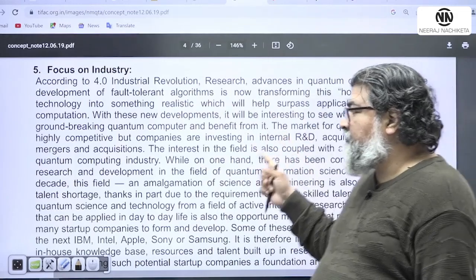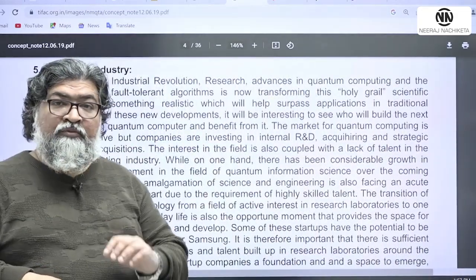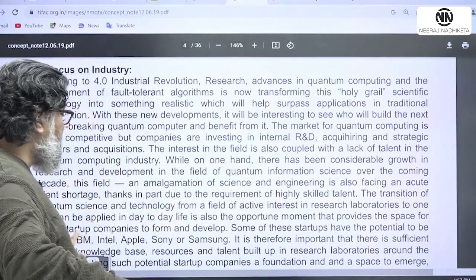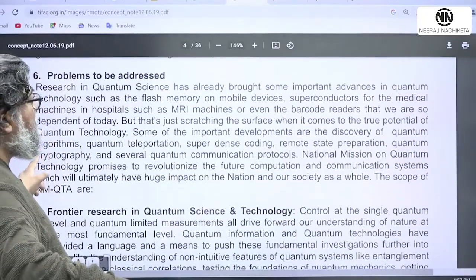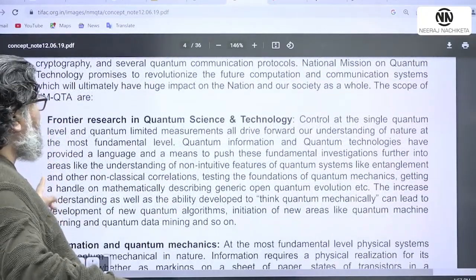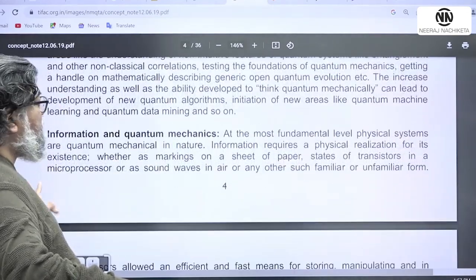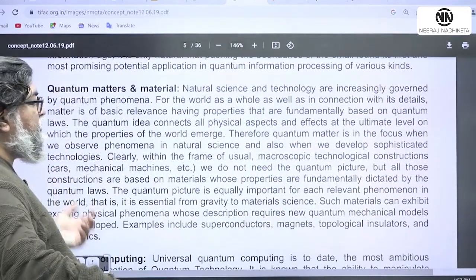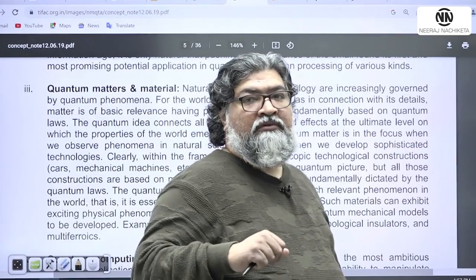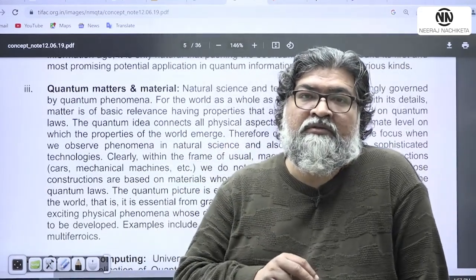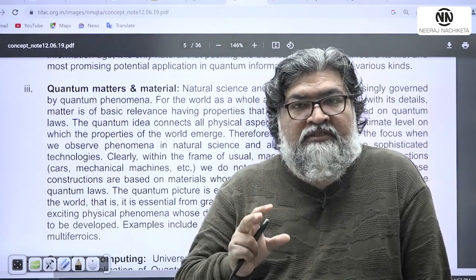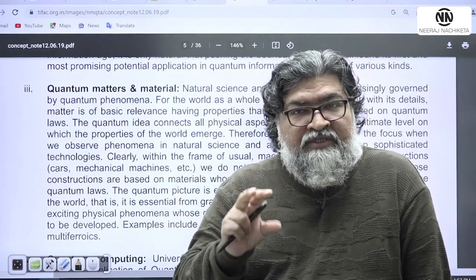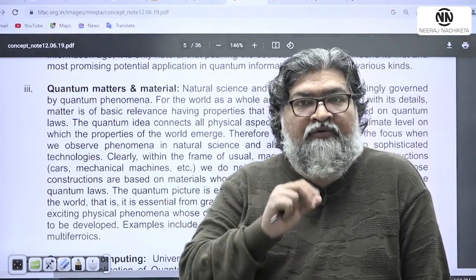Again the quantum will play a very, very important role in terms of not only making the processes fast but also secured. Again the PIB document is talking about the problem to be addressed here, machines and all this, frontier research in quantum science and technology, quantum information, quantum mechanics, research papers to be published, research done, quantum matters and materials, even the nanomaterials, because quantum is based on nanoscience. All those kinds of important materials which we require in quantum systems. Again, the research and development of such materials in India. Again, the focus is being given there.